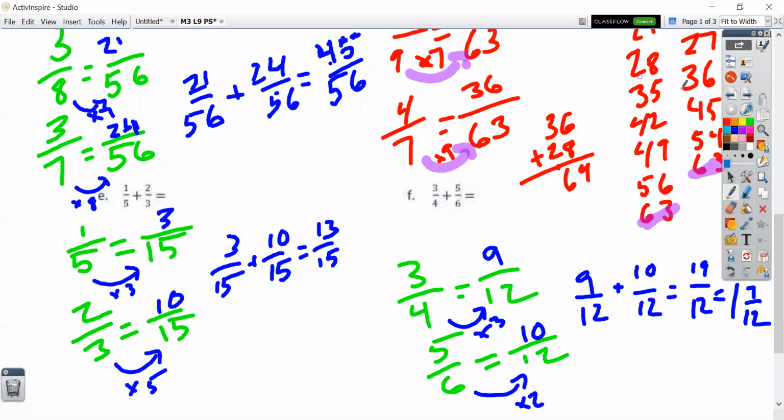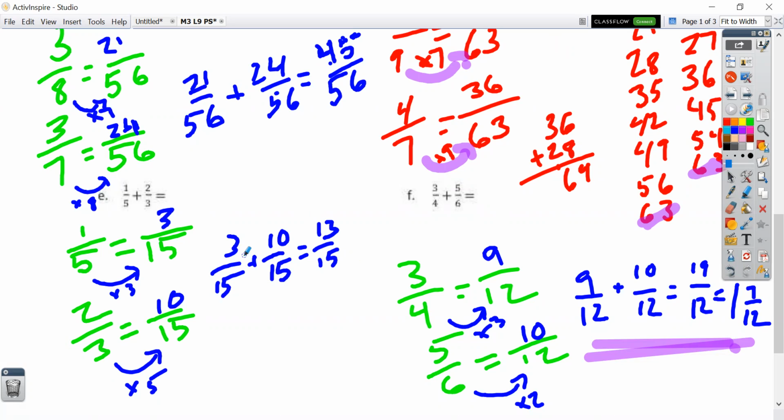All right, so I finished the work by showing what I multiplied on the bottom to get those common units and doing that to the top. You only had to rename over here for our mixed number, 19/12. All the rest were under a whole.